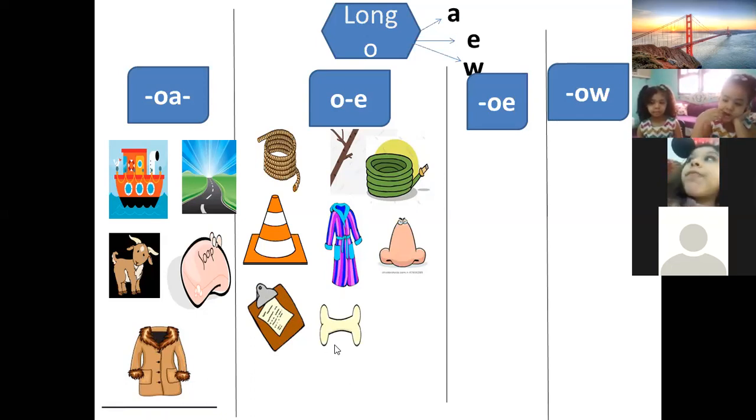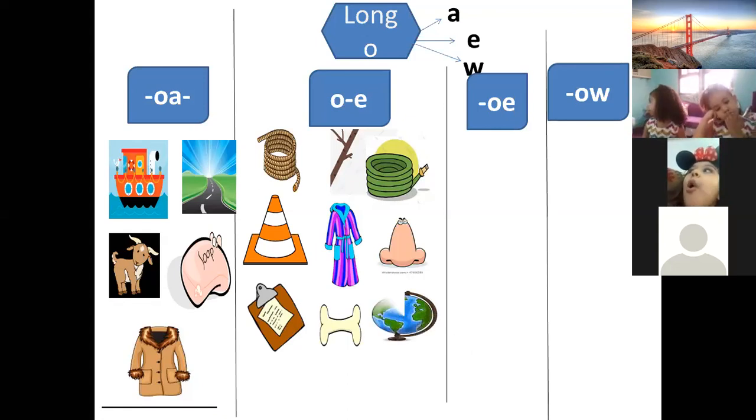Bone. Excellent. This is a bone. And this is what, KG? After bone, this is what we have in our class. We have a globe. Excellent. We have a globe. Okay, KG. Globe. This is globe.